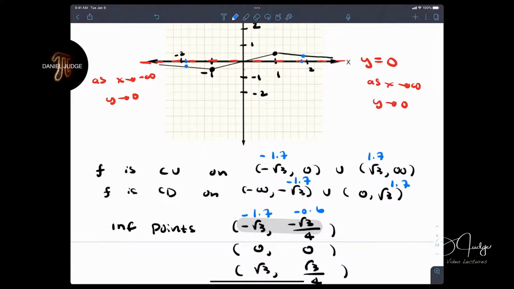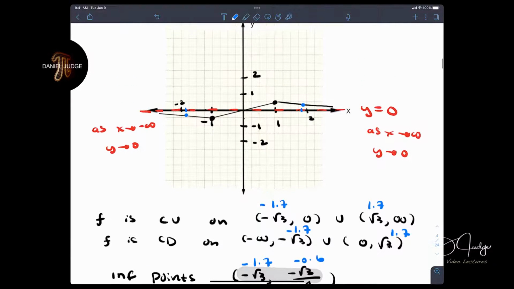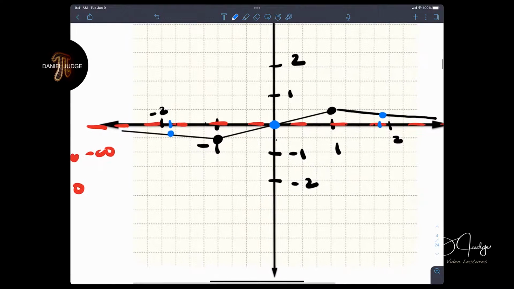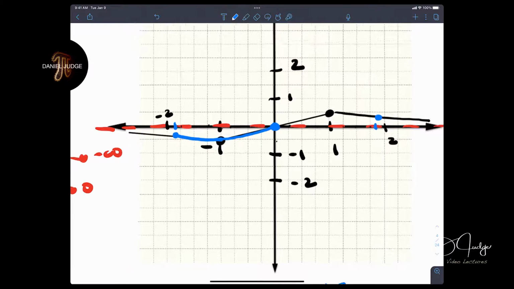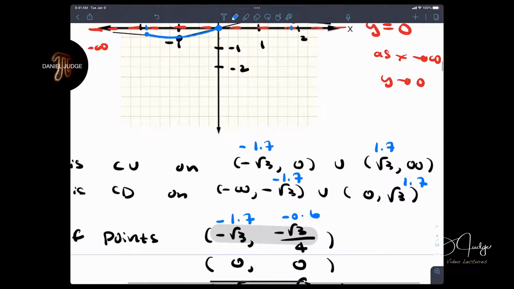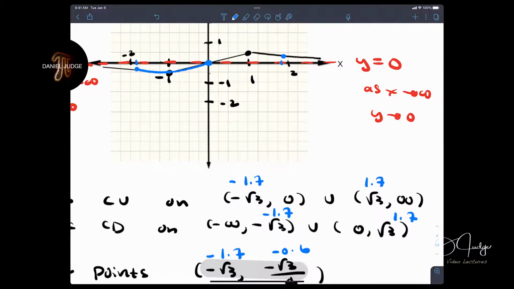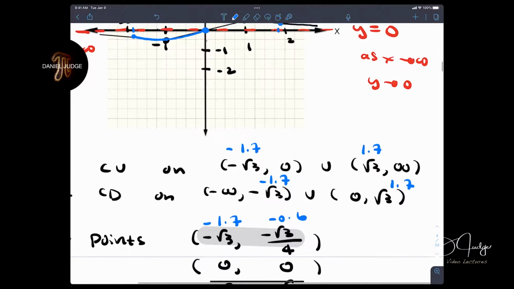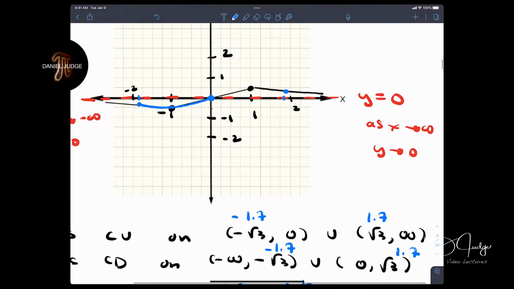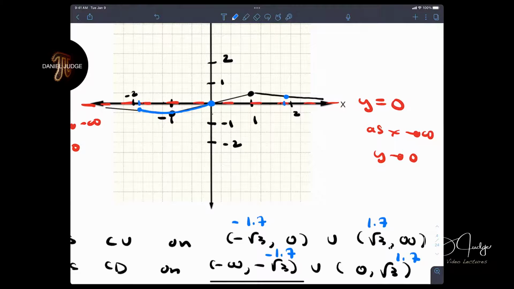So you're going to be concave up from negative 1.7 to 0. Here is 0. So you are holding water. So let me try to draw holding water in this interval here. Essentially, holding water, ladies and gentlemen. Concave up. And then from 1.7 to infinity. So from negative 1.7 to 0, and then 1.7 to infinity, you're concave up. And that means you're holding water again, something like that.